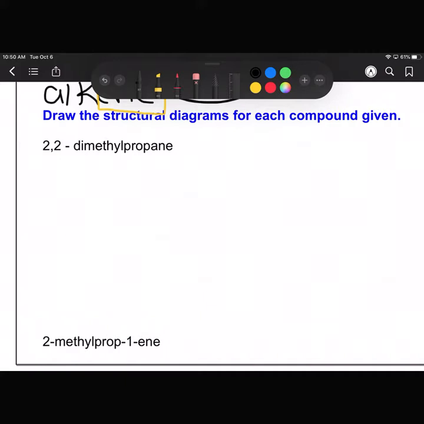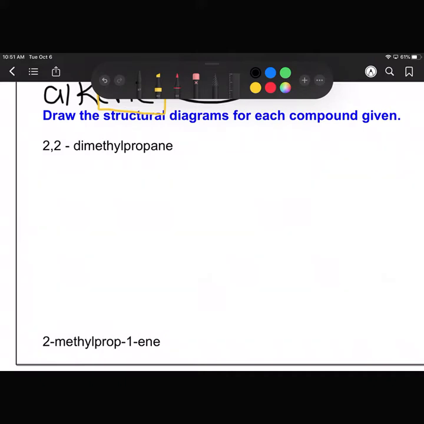Just make sure you take a whole pass. Draw the structural diagrams for each of the compounds. So we went from structures to words, now we're going from words to structures. And this is reviewing some things from the review that you haven't seen yet. So they want us to draw 2,2-dimethylpropane. How the heck are we going to do that?